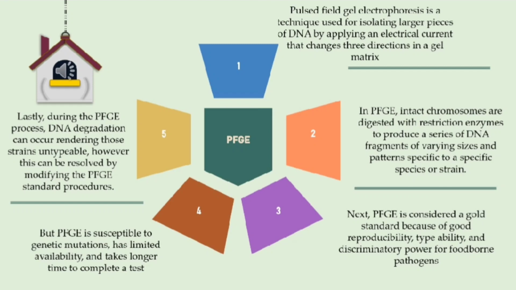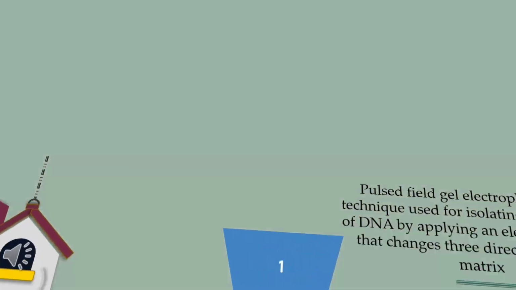Next, PFGE is considered a gold standard because of good reproducibility, typeability, and discriminatory power for foodborne pathogens. But PFGE is susceptible to genetic mutations, has limited availability, and takes a longer time to complete a test. During the PFGE process, DNA degradation can occur, rendering those strains untypeable. However, this can be resolved by modifying the PFGE standard procedures.